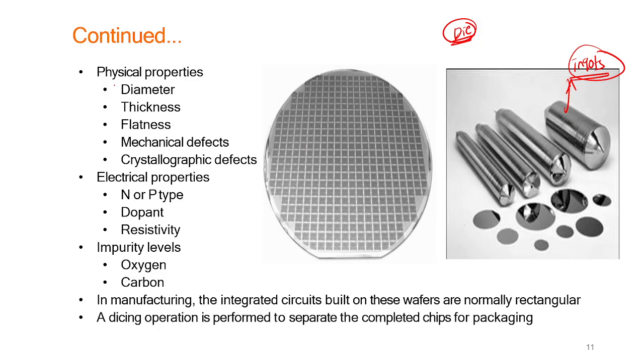So what are the physical properties? That means diameter, thickness, flatness, mechanical defects, crystallographic defects. Electrical properties means either it is N type or P type, dopants, or resistivity. Impurity levels means either oxygen or carbon. This is nothing but my die, silicon die.